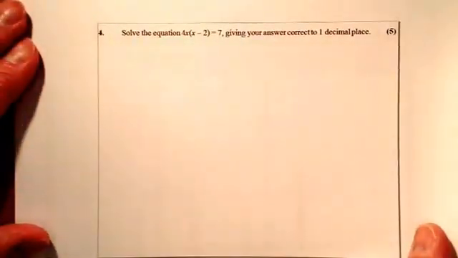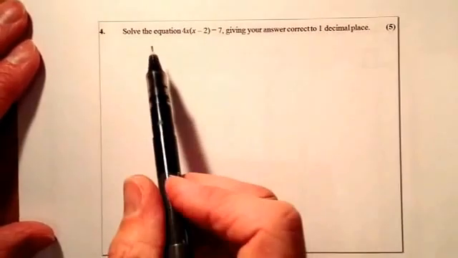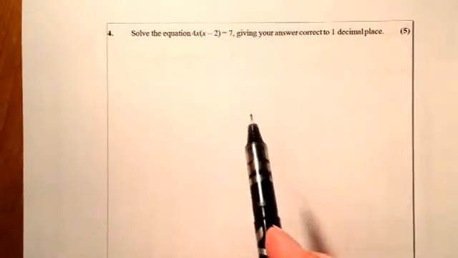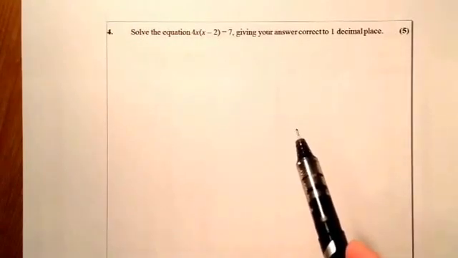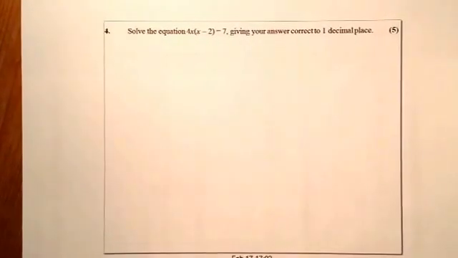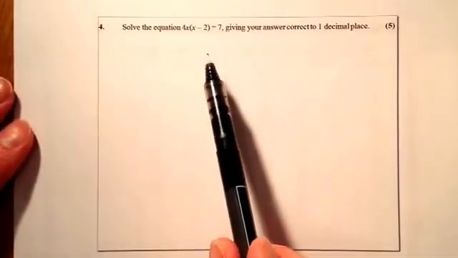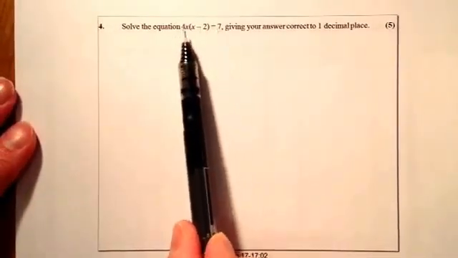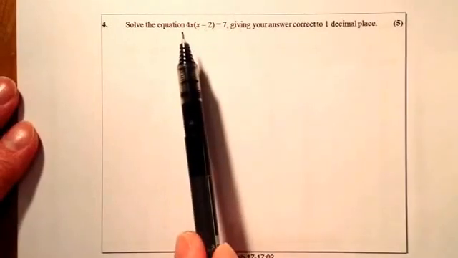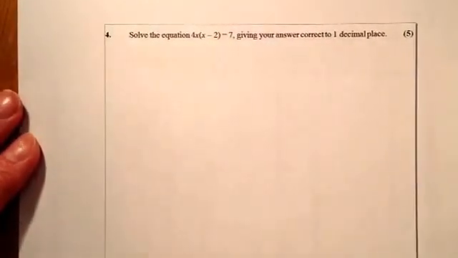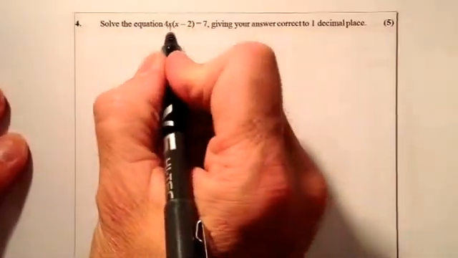Looking at the next question, question 4. What we've got is to solve the equation 4x bracket x minus 2 is equal to 7, giving your answer correct to 1 decimal place. Now this is a bit different from what you've seen before. What I'll have to do is multiply this bracket out, gather the 7 over on the left hand side, make it equal to 0, so I can go ahead and solve that. Right, let's go ahead and do that.